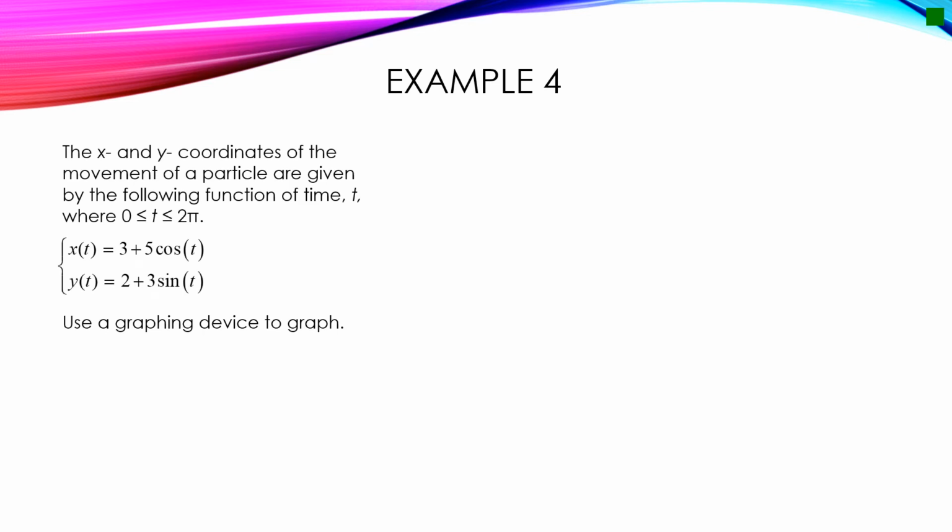So let's try another example. The x and y coordinates of the movement of a particle are given by the following function of time t, where 0 is less than or equal to t is less than or equal to 2 pi. x of t is equal to 3 plus 5 times the cosine of t, and y of t is equal to 2 plus 3 times the sine of t. This time I'd like you to use a graphing device to try graphing. Either use your calculator or use Desmos to come up with a graph.